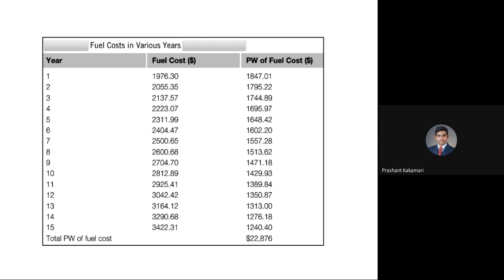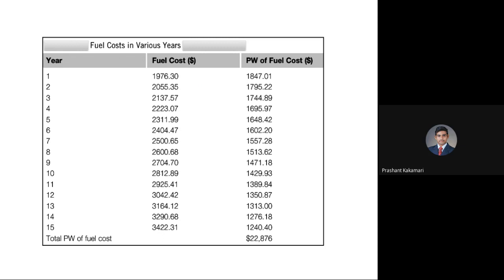So similarly, you take again 2055.35, again multiply with the next inflation rate and get this answer. So like this you do for 15 years. Okay, so like this if you go by 15 years, then you can find out what is the total cost of fuel required for 15 years only with inflation.